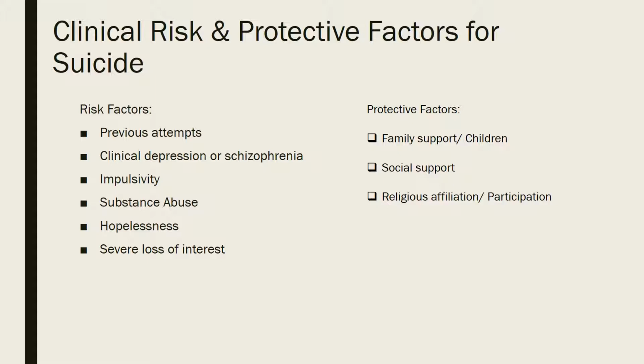And then severe loss of interest. So the severe anhedonia, like I am so sad, I am so hopeless, and I don't find pleasure in anything. And then protective factors: family support. Children is a huge protective factor that they found for suicide, having children, having a great social support, and then a religious affiliation or participation in a religious group. So all of those talk about community, having a community around you, having support around you, not being isolated. Those are the protective factors for suicide.